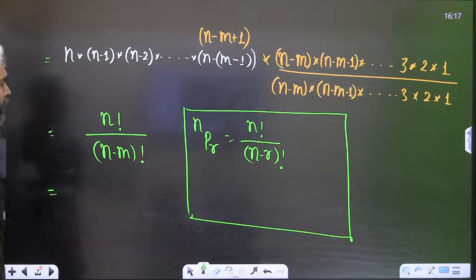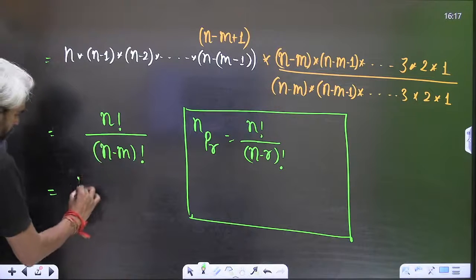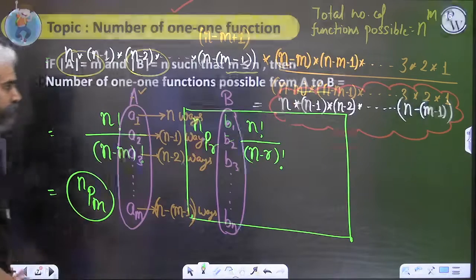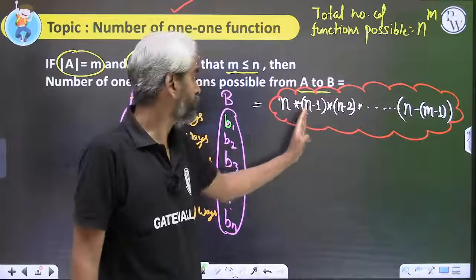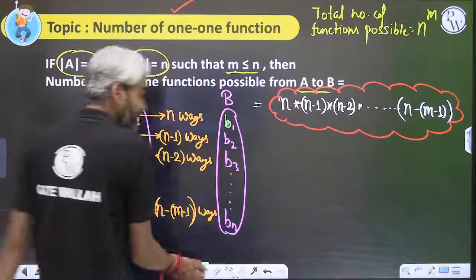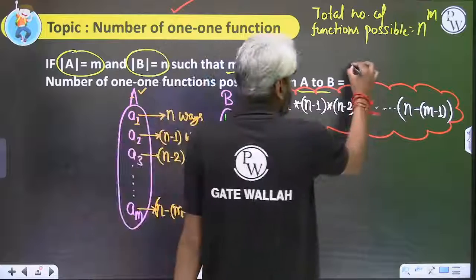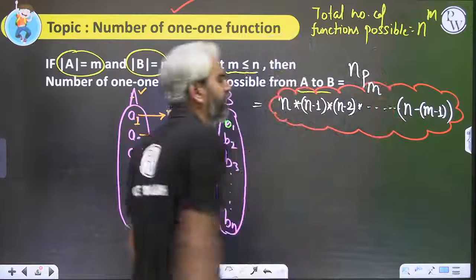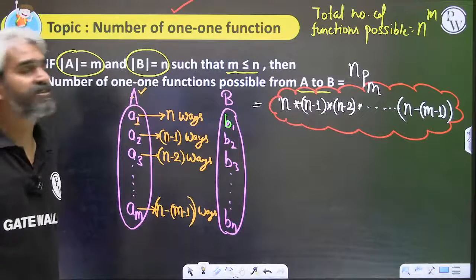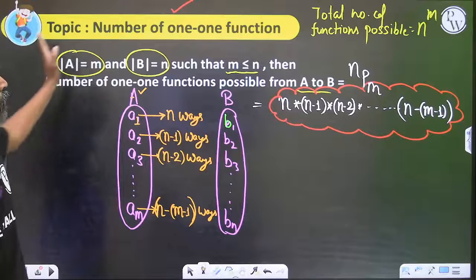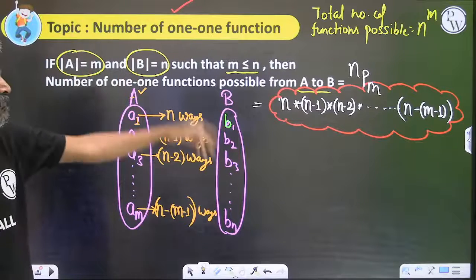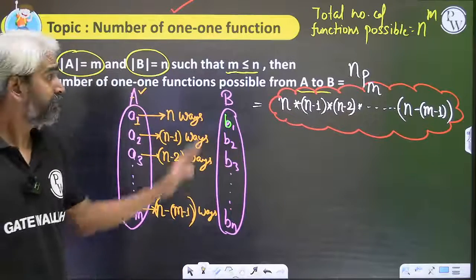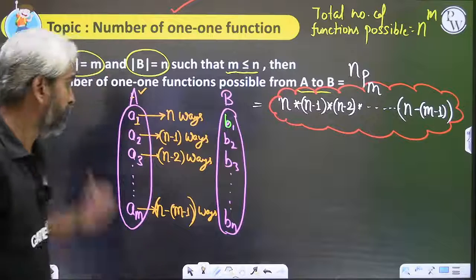So if we replace r by m, then n factorial upon n minus m factorial will be nothing but nPm. Whatever is written here, n into n minus 1 into n minus 2 up to n minus m plus 1, is nothing but nPm. So it is the permutation of n elements taken m at a time. It will give you the number of 1-1 functions from set A to set B, where n is the cardinality of the codomain and m is the cardinality of the domain. Clear? I hope it's simple.